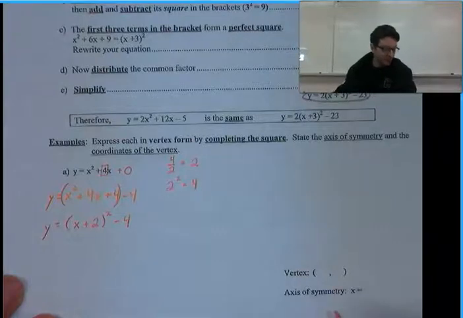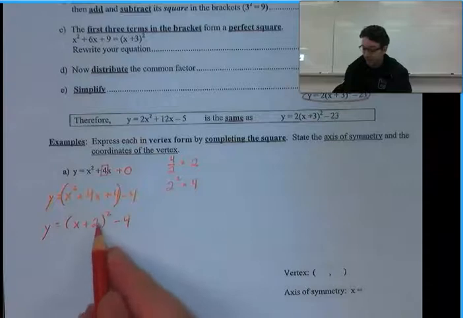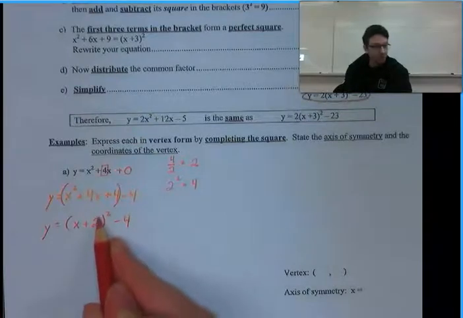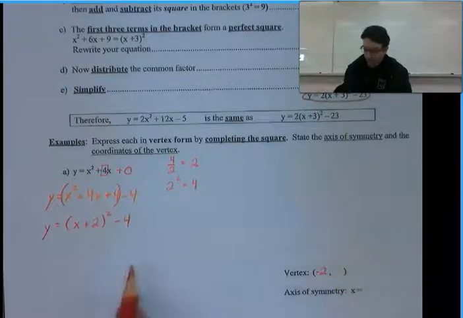That was a fairly easy one, but we'll try more difficult ones. But remember with vertex form, we can easily pick out the vertex. So our x-coordinate is right here, but with the opposite sign, so -2. And our y-coordinate is right here, -4.